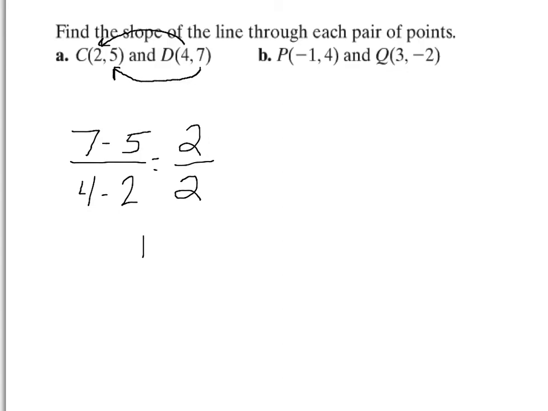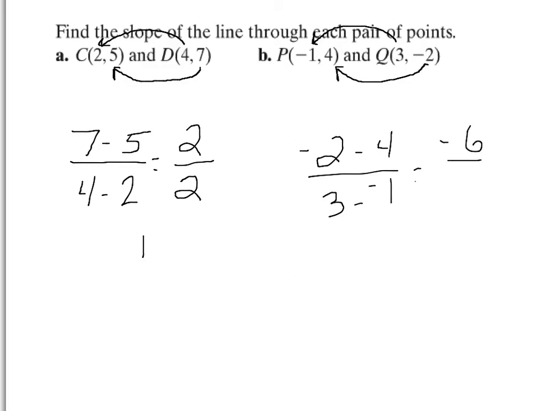Do the same thing with letter B. We're going to change the y's, so -2 minus 4, then subtract the x's, 3 minus -1. -2 minus 4 gives you -6. And when I have a negative minus a negative, it becomes a plus, or SMATO, which means that subtraction means add the opposite. So it becomes 3 plus 1, which is 4. Now looking at that, I can see that I need to reduce that. So I'm going to make it -3/2.